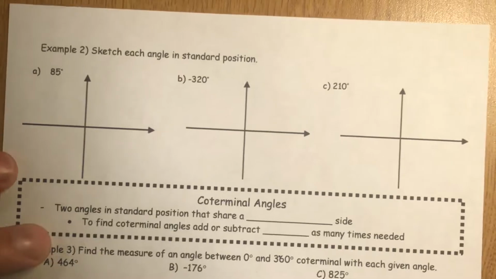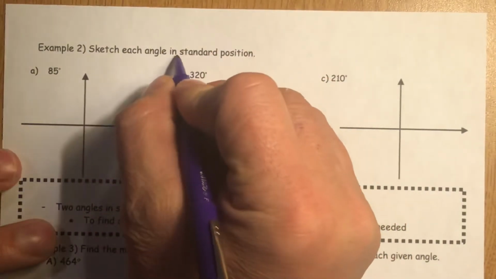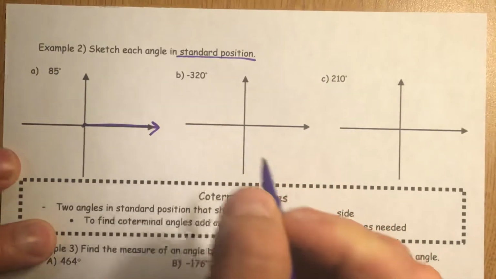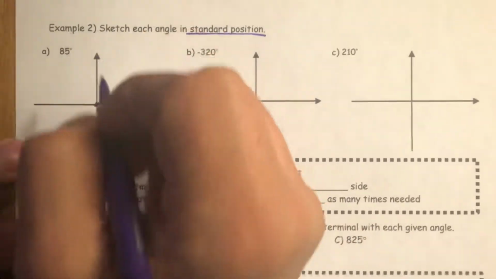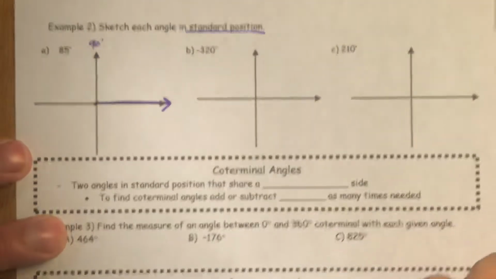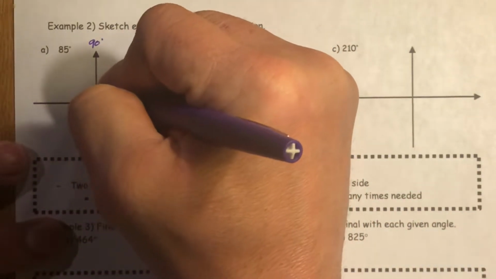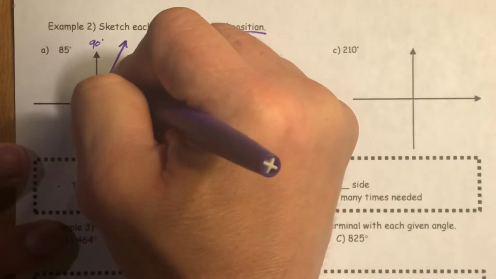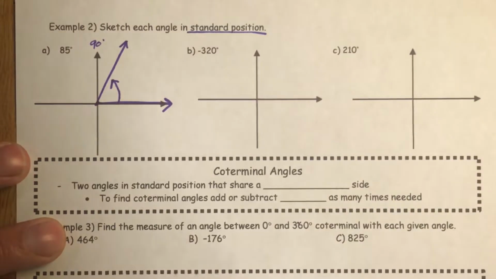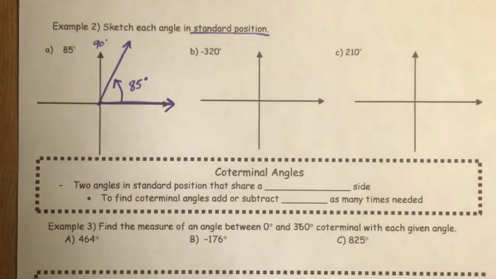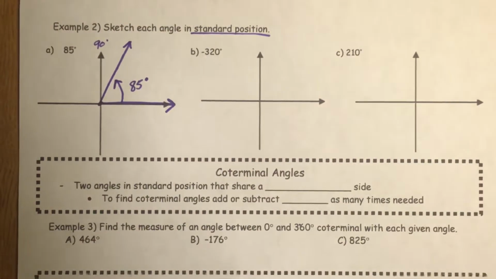Okay, example number 2. Sketch each angle in, again, standard position, which just tells you that your vertex is here and your initial side is there, okay? So we want to sketch an angle that's 85 degrees. Well, hopefully you know that 85 is less than 90. So we're just going to sketch in an angle like this. We're going to show our direction arrow that we are going in a positive rotation. And we're going to put in 85 degrees. So that would be an 85 degree angle in standard position.